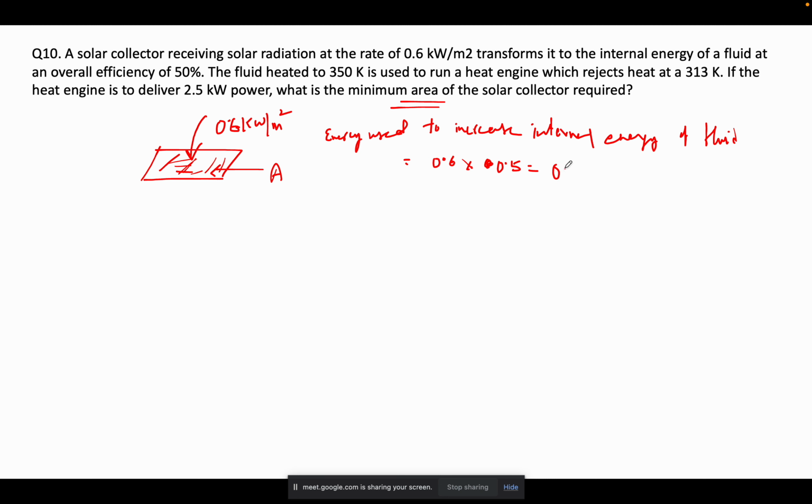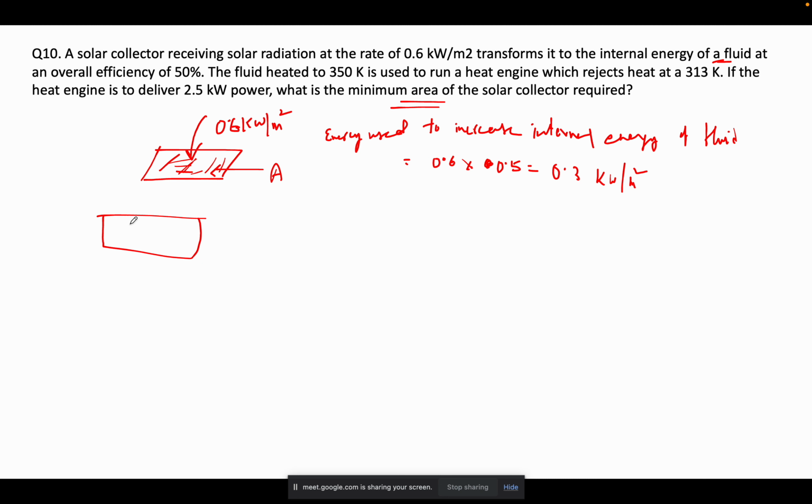Okay, that is 0.3 kilowatt per meter square. Now this much amount is used to increase the internal energy of the fluid. The fluid is heated to 350 Kelvin and it is used to run a heat engine. Now for a heat engine, what happens?